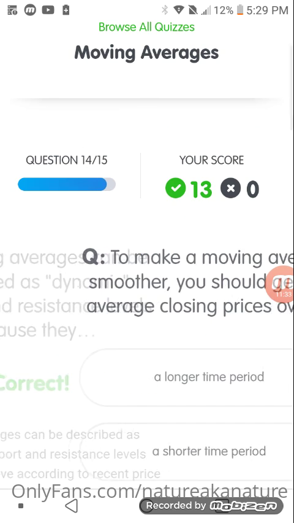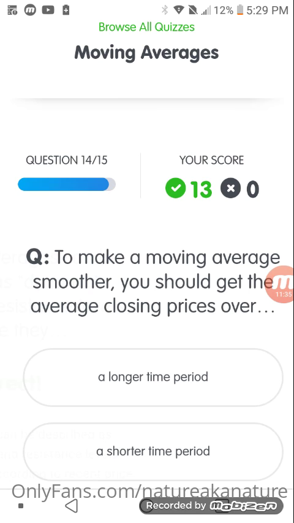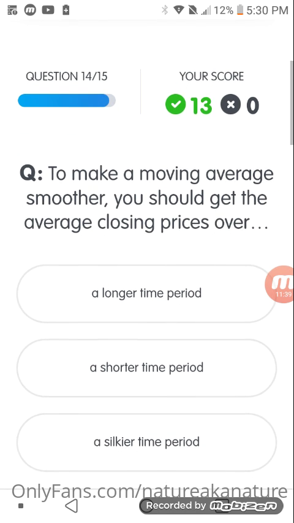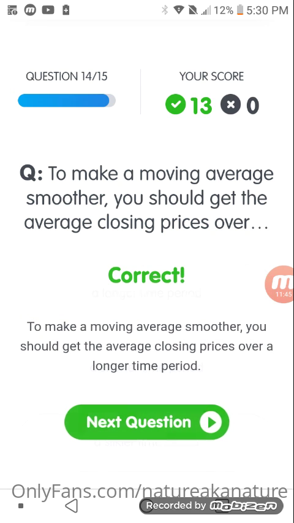To make a moving average smoother, you should get the average closing price over a longer time period. To make it smoother, you need a longer time period.